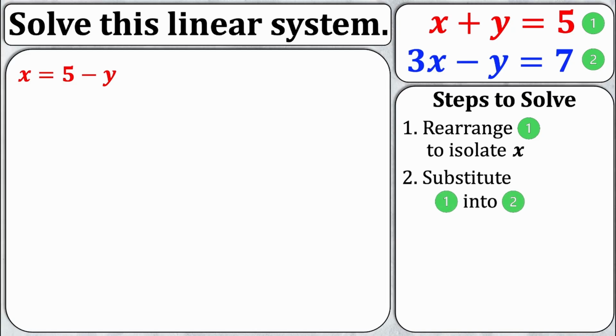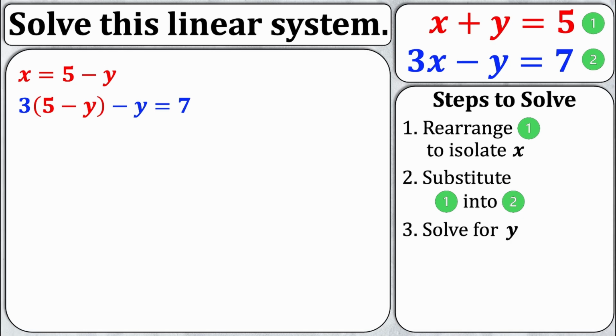Step 2 is to substitute the new equation 1 that I've just rearranged into equation number 2 by replacing the x value with 5 minus y. So let's do that next. Here we have the substitution taking place, and I've done it color-coded so you can clearly see that instead of the x term in equation 2, we have the rearranged equation 1. So here, instead of 3x minus y equals 7, we have 3 times (5 minus y), which is the rearranged equation 1, minus y equals 7. And that's it for step 2.